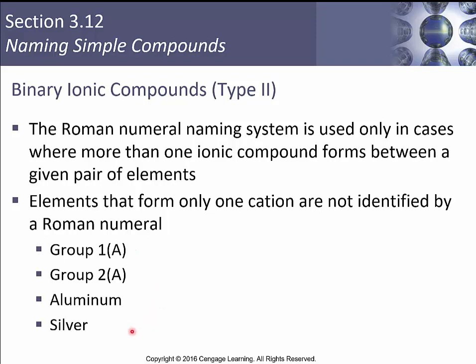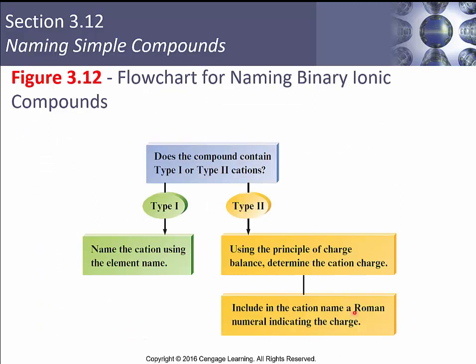Okay? So here's a little flow chart. Does it contain type 1 or type 2 cations? If it's type 1, you name the cation using the element name. If it's type 2, you use the principle of charge balance to determine the cation charge, and you include in the cation name a Roman numeral indicating the charge.